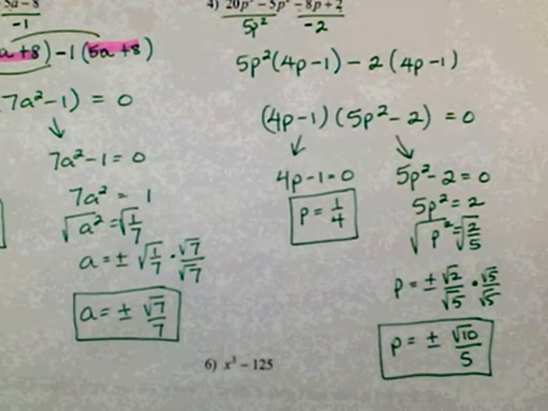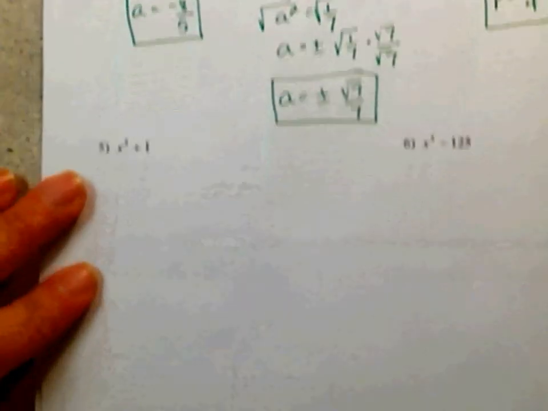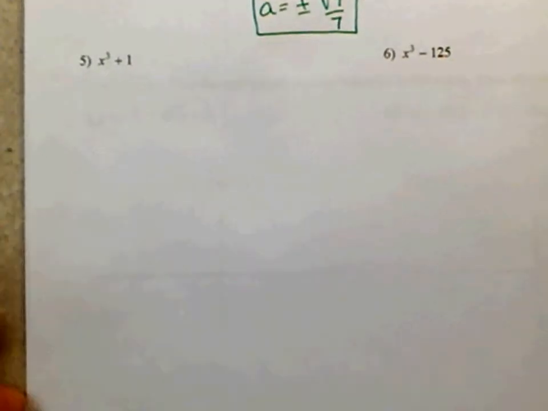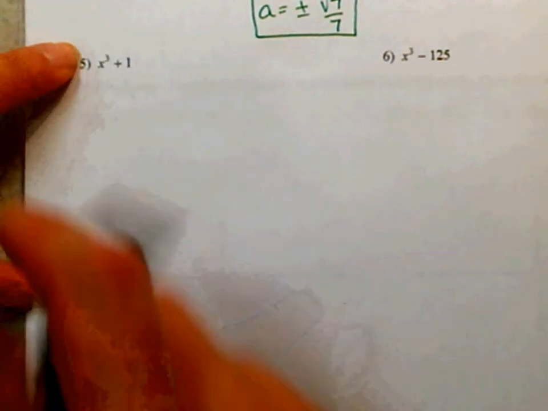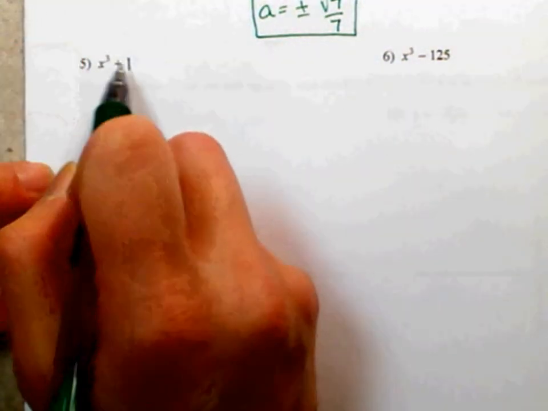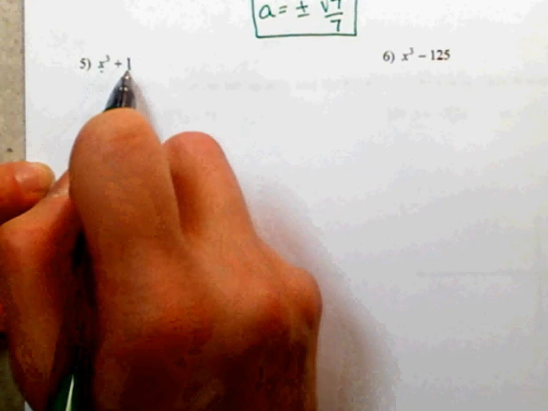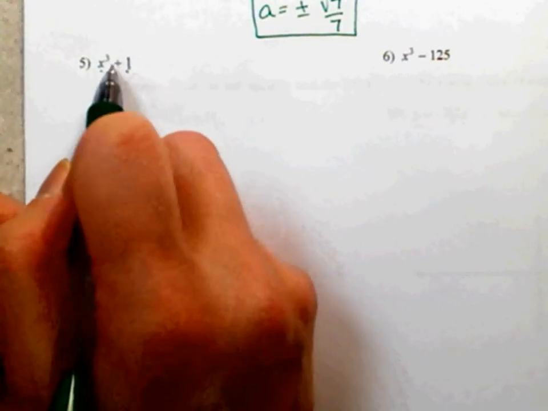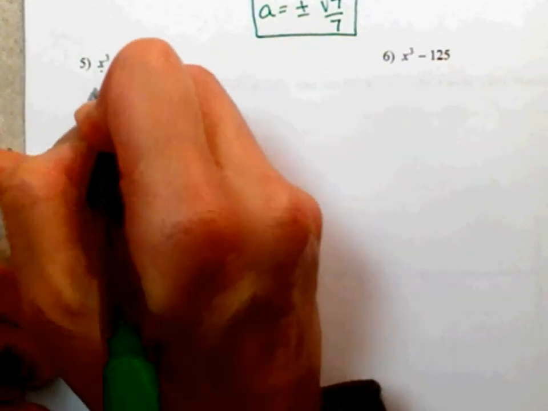Number 5. Take a look at how many terms you have. On number 5, you have 2 terms. 1, 2. Perfect cube, perfect cube. So we're going to do sums of. Why is it sum? Because there's a plus. Okay? Draw 2 sets of parentheses.